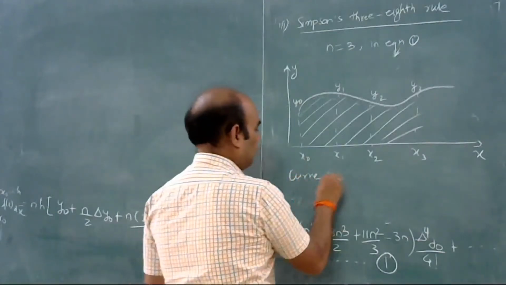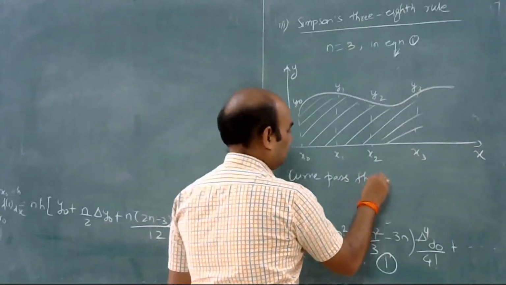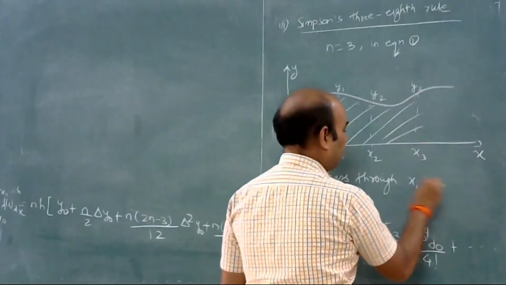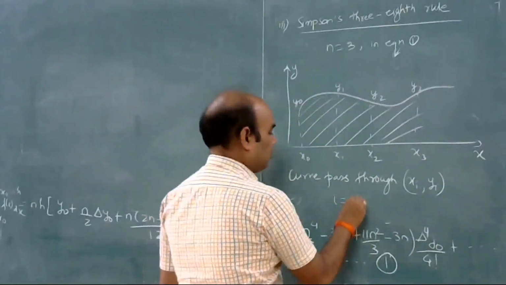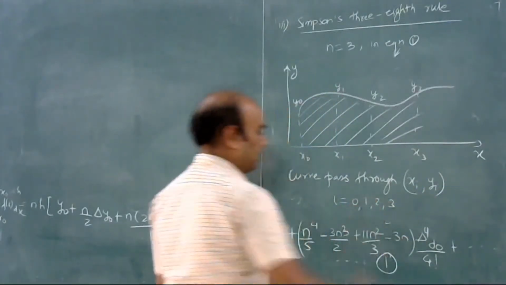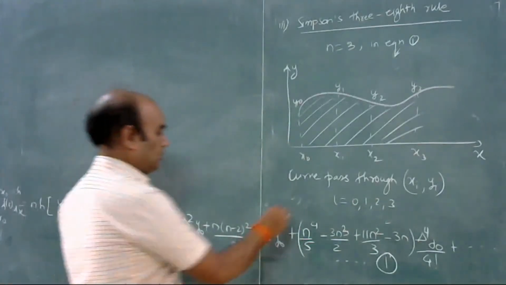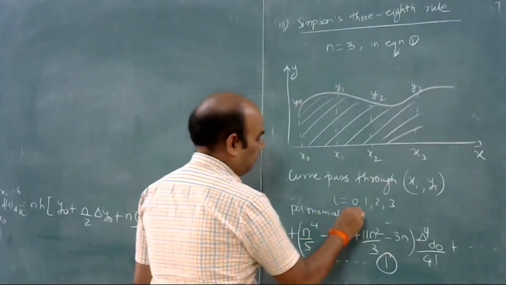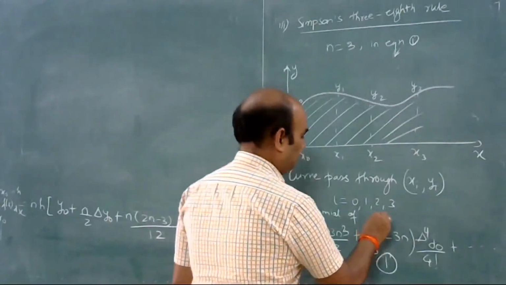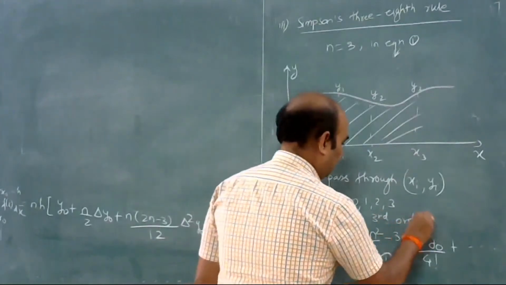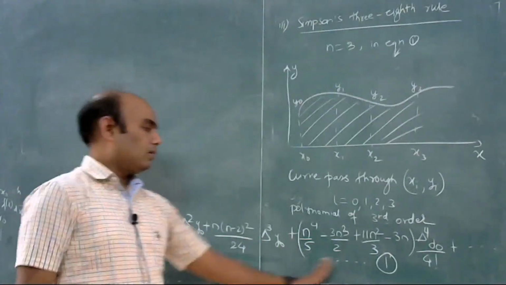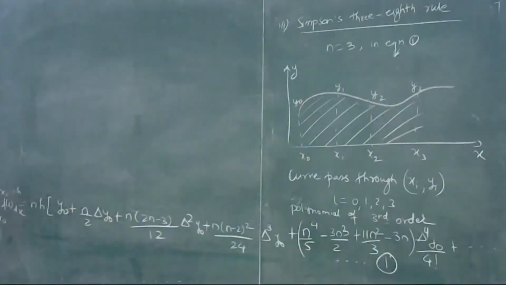The curve passes through x_i and y_i, where i is equal to 0, 1, 2, and 3. Okay, so this is a polynomial of third order. So the difference above third order will become 0.